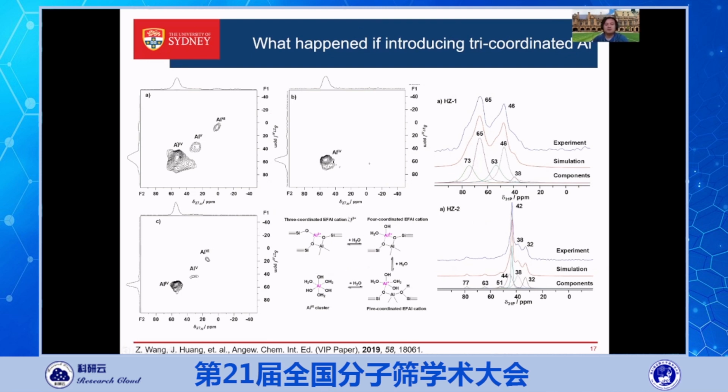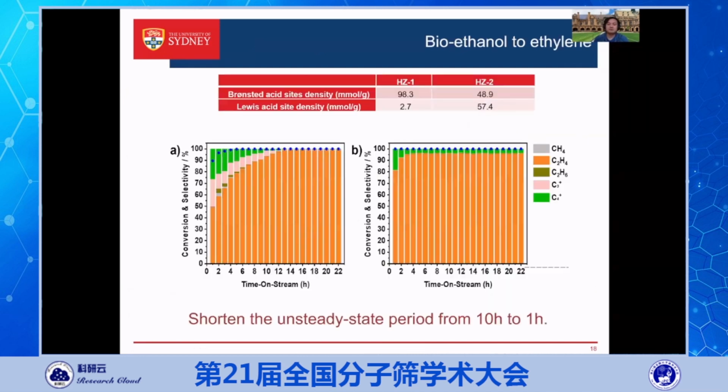So like the 3-coordinated alumina sites, the extra-framework alumina species, this is shown as the strongest Lewis site in the zeolite. So we use that for the investigations, and then we find the catalytic performance is much better, improved.